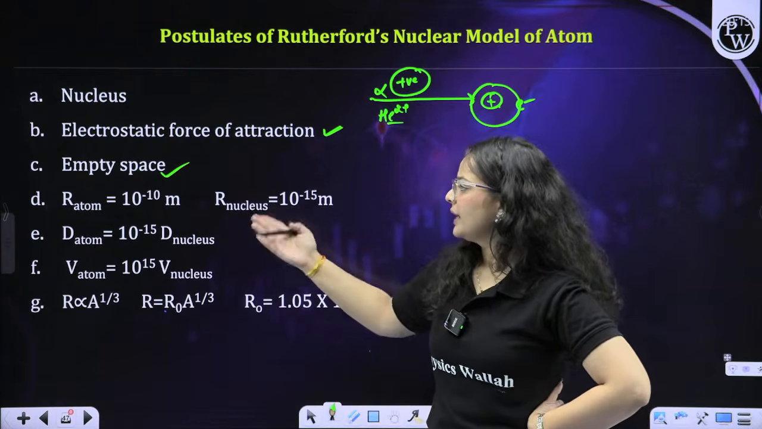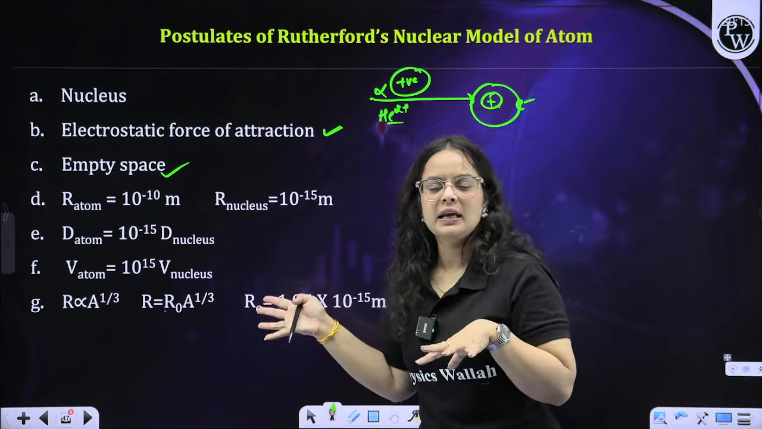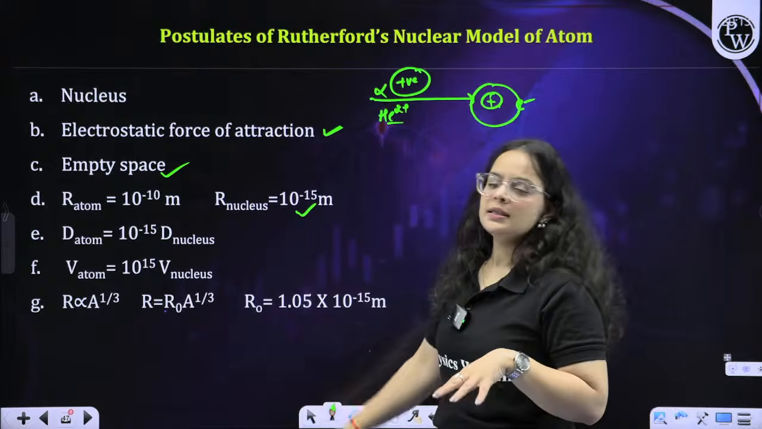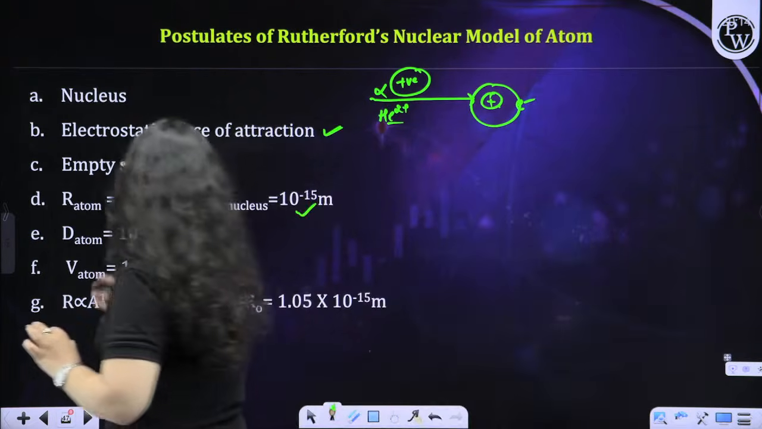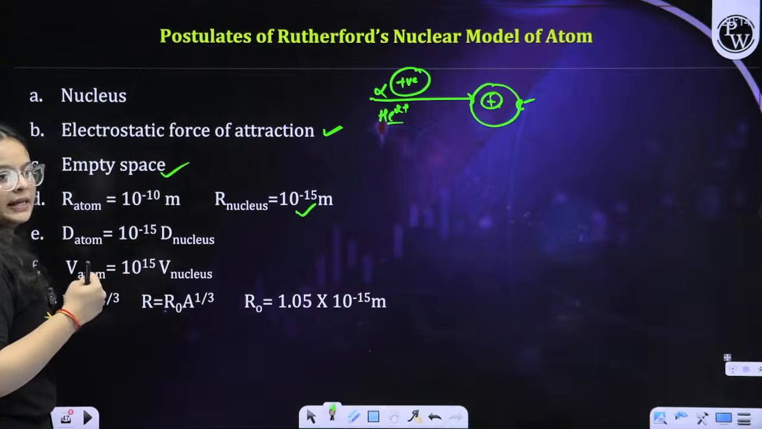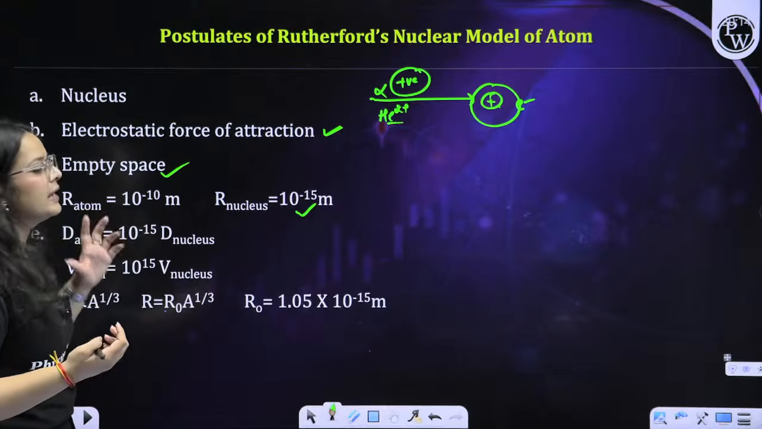Moving on to the radius conclusion: the radius of an atom is approximately 10 raised to the minus 10 meter, and that of the nucleus is 10 raised to the minus 15 meter. Accordingly we can see the density as well, what density we are getting.